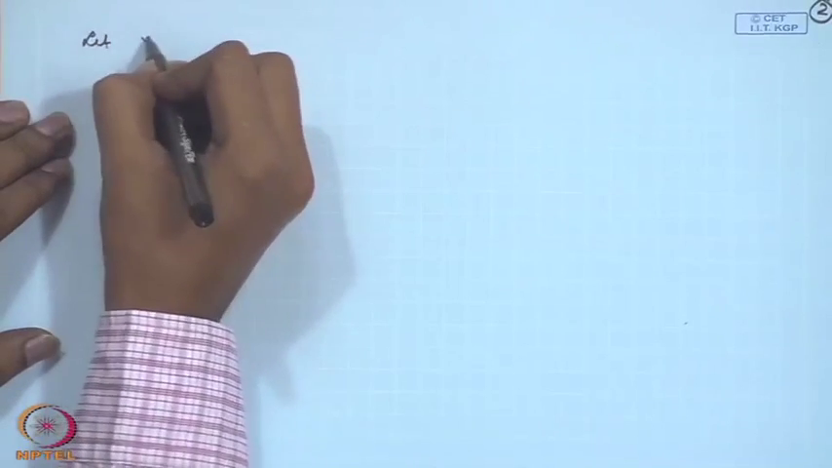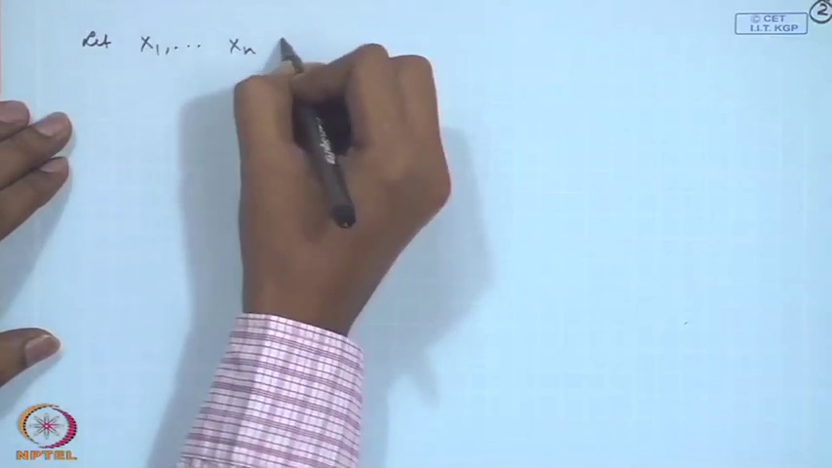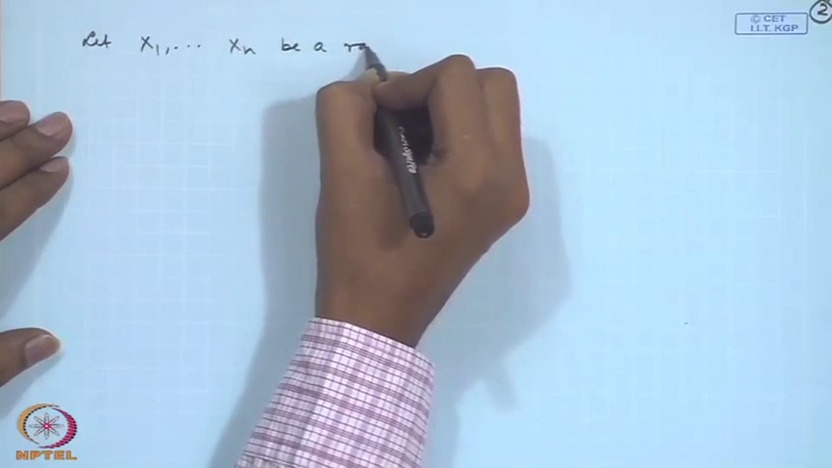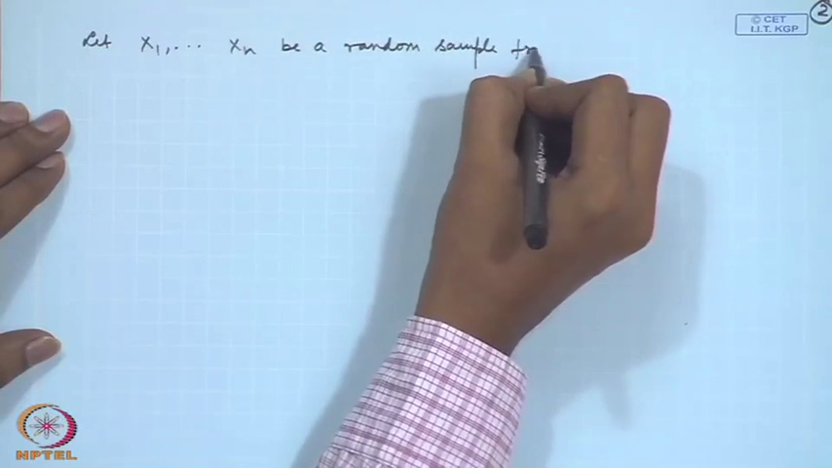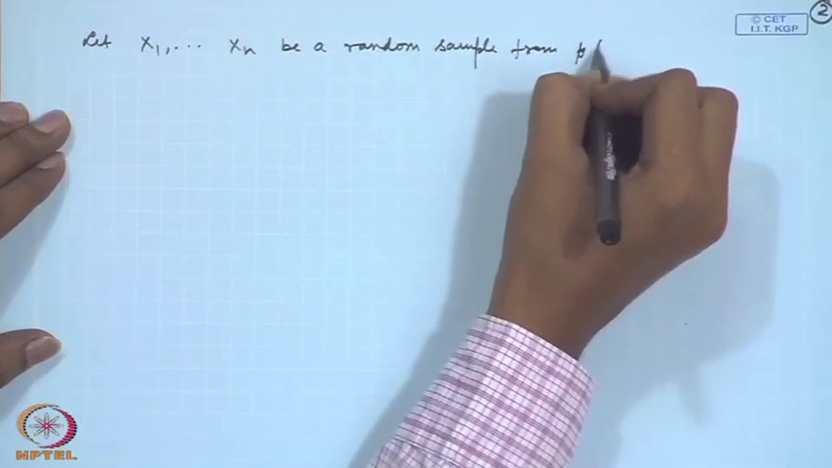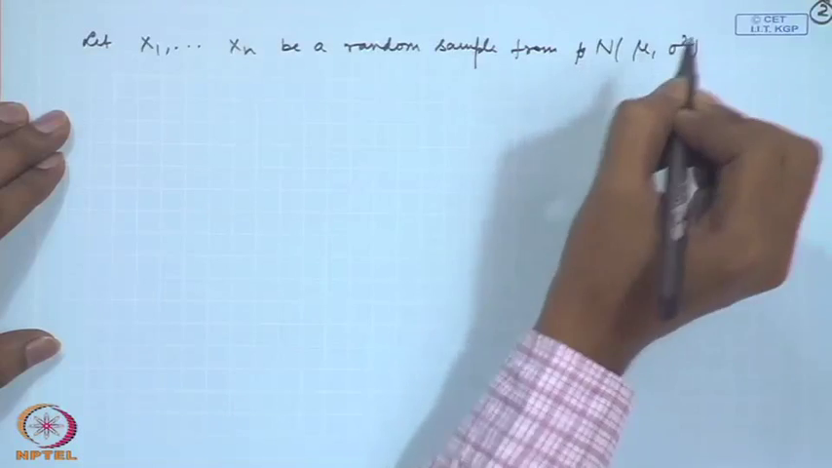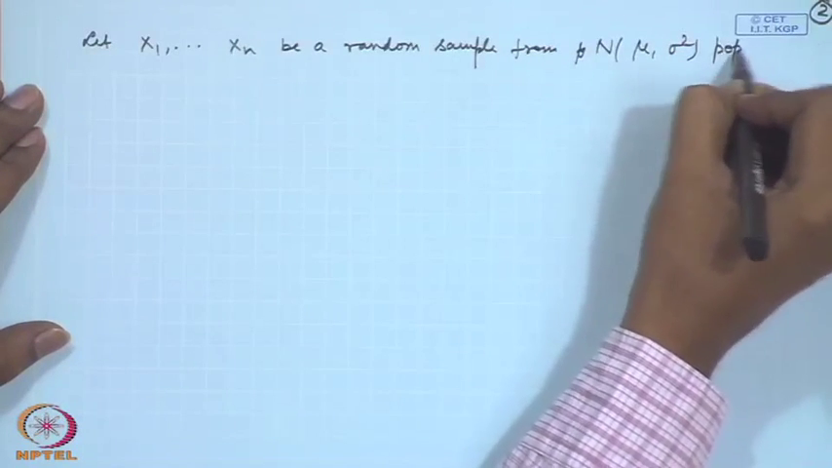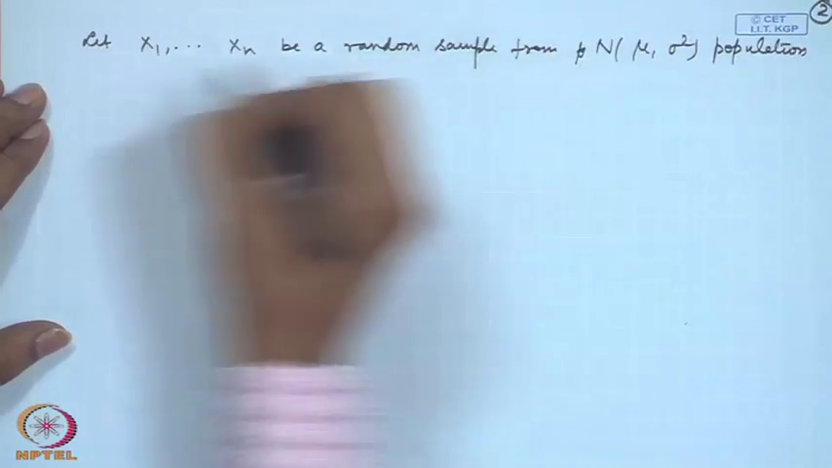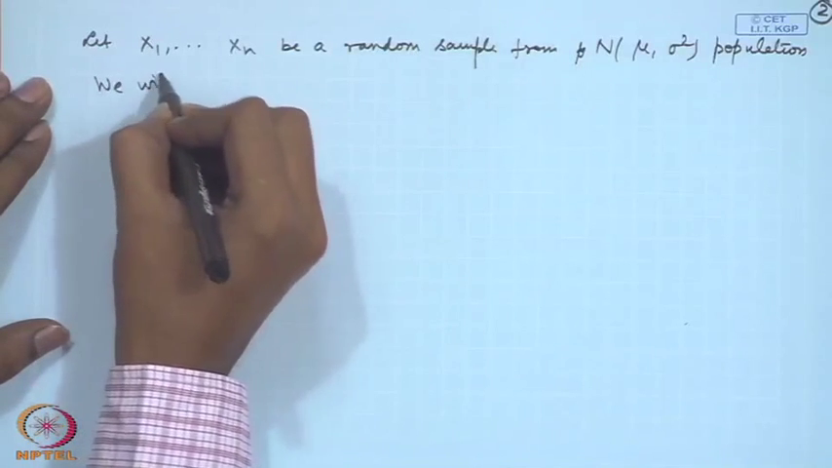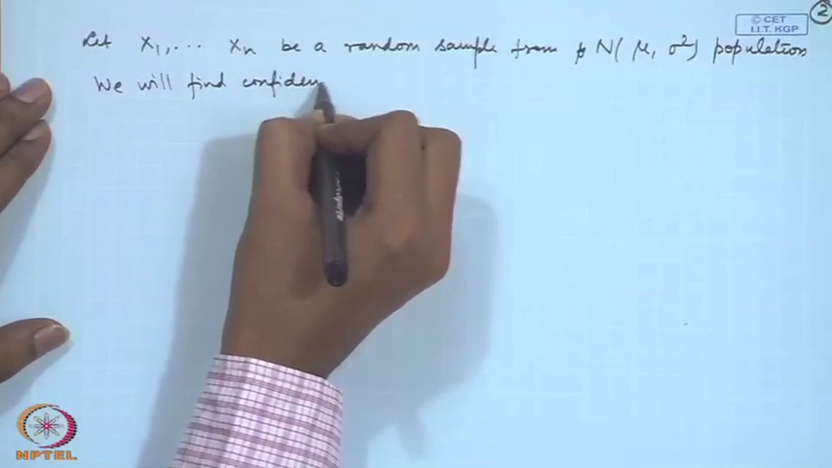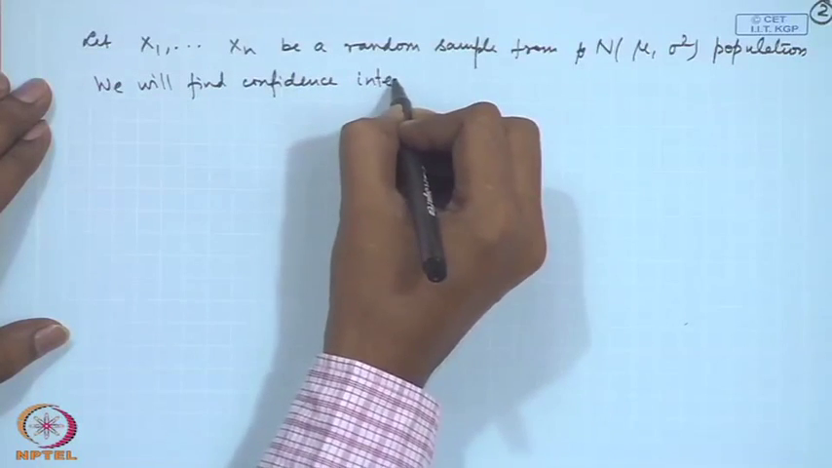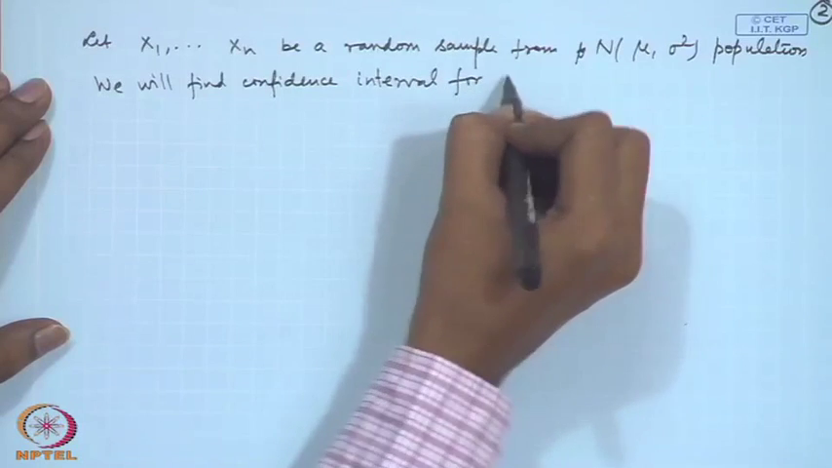So, let us consider, say, let x 1, x 2, x n be a random sample from a normal mu sigma square population. We will find a confidence interval for mu.